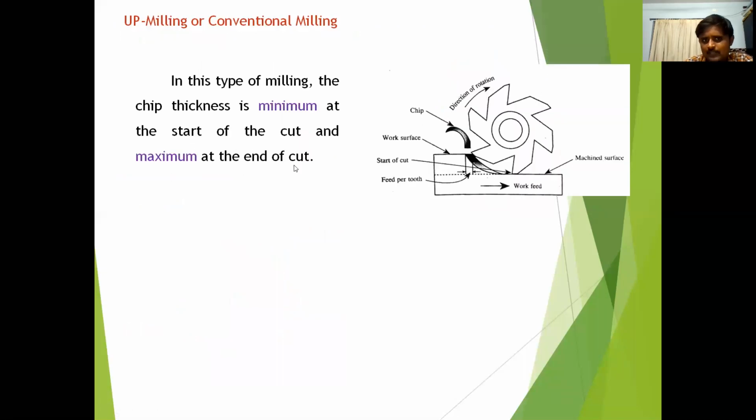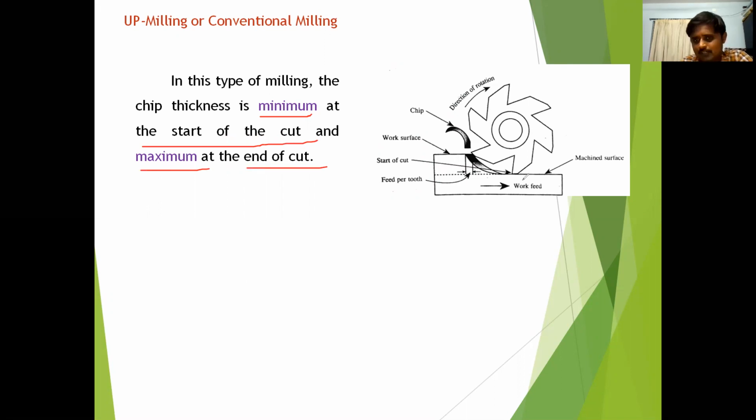So in the case of the up milling method, the chip thickness is minimum at the start of the cut and maximum at the end of the cut. Here if you observe, the cutting tool is going to be rotating in this direction, and the table movement is in this direction. Both are in opposite directions.